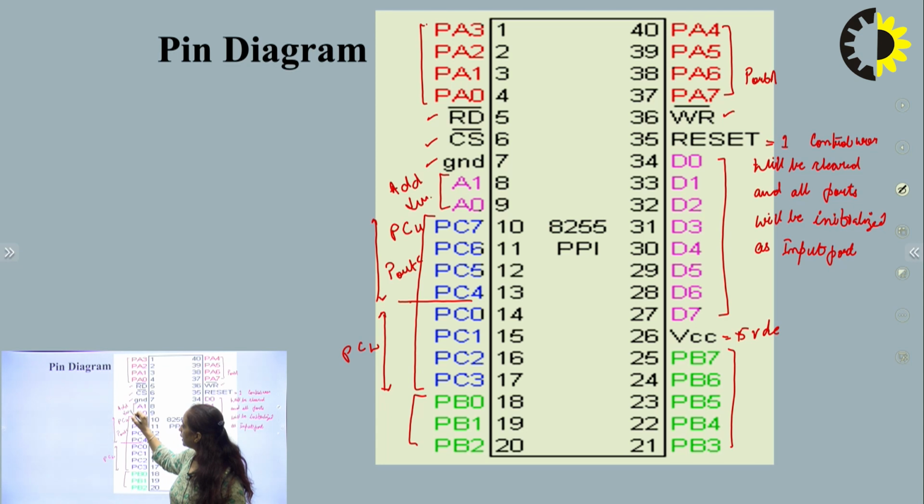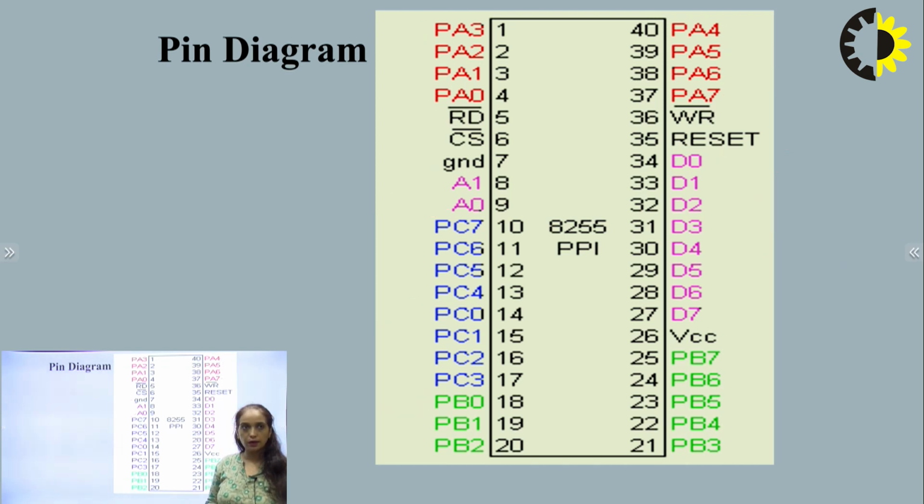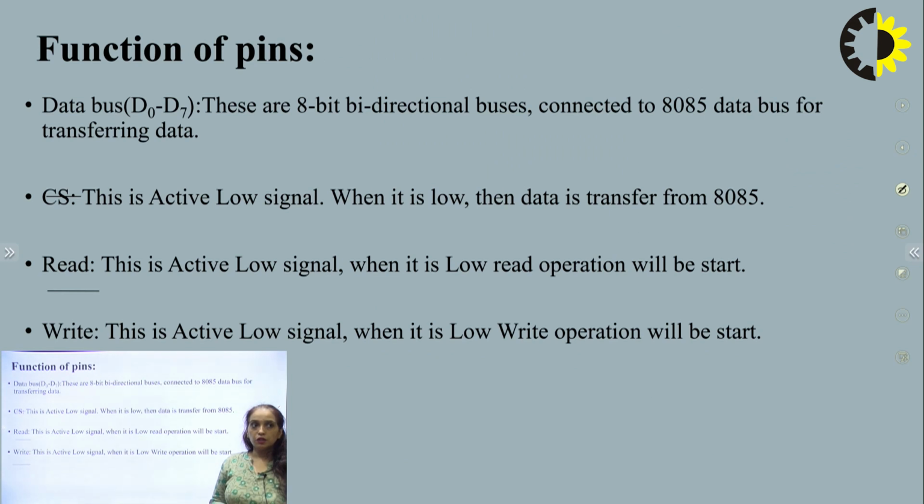And here we have ground, and here we have 2 address lines. Only 2 address lines are required so that we can select any one port, from port 0, 1 and 2. So the function of these pins: data bus, these are 8-bit bidirectional buses which are connected to 8085 data buses for the transferring of data.